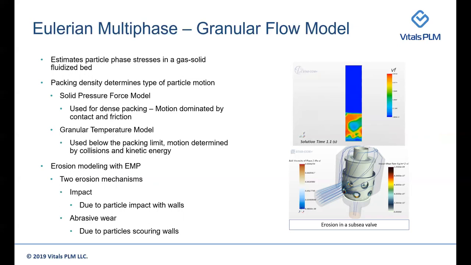And the second model under Euler multiphase is the erosion modeling. Again, here we have two models to account for two types of erosion mechanism. The first one is impact, which is due to the particle impact on the walls. And the second one is abrasive wear, which is due to the particles scouring walls. Here we see a subsea valve, which is an undersea example where particles are interacting with the surfaces of the subsea valve and eroding the surfaces of those walls.